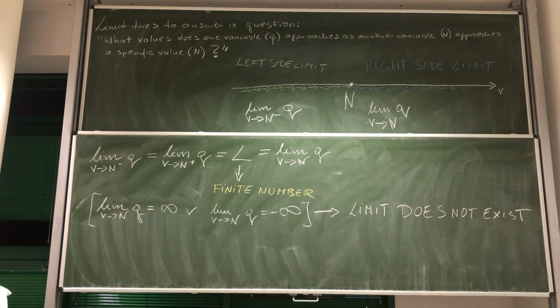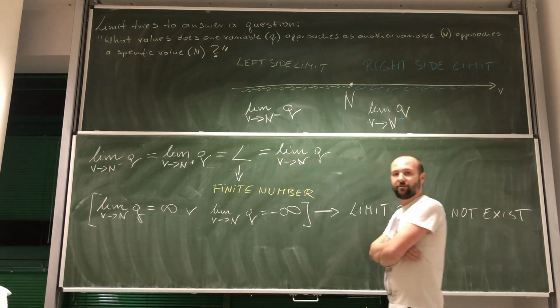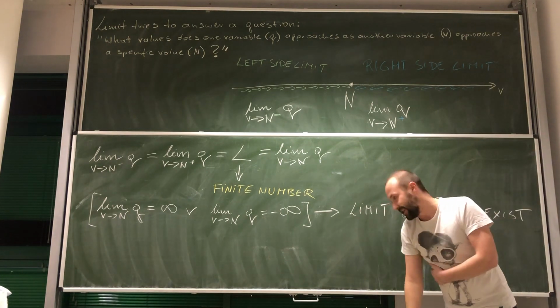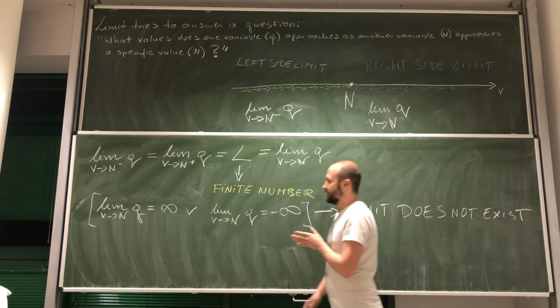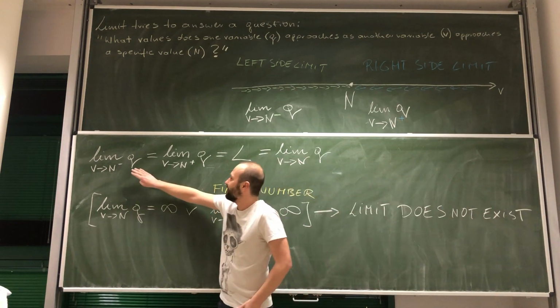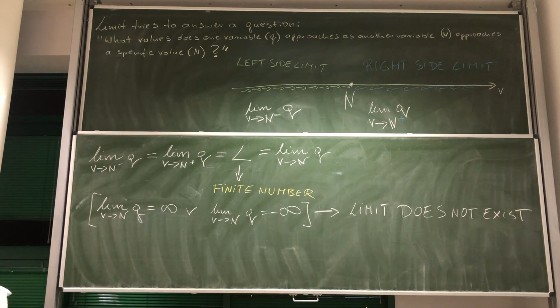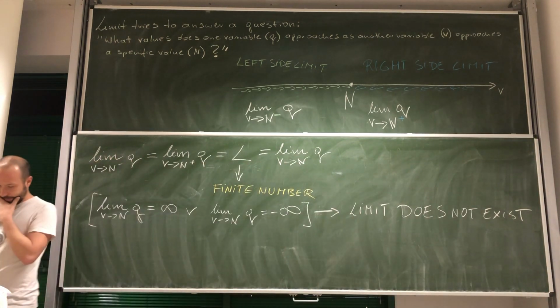So, generally, we will have a situation in which q expressed as a function of v is unbounded. So it either increases to infinity as we get closer to n, or it goes to negative infinity as it gets closer to n. And in this circumstance, we should also notice that if the left-hand side limit and the right side limit are different, then also the limit does not exist at, of course, this point n.